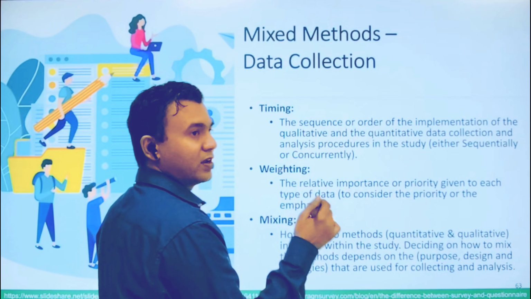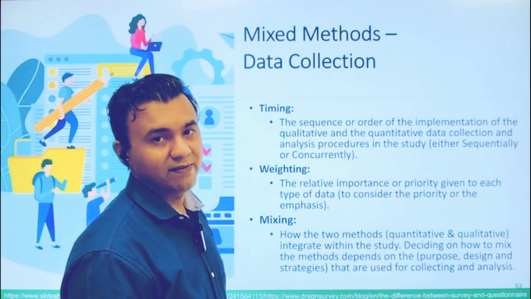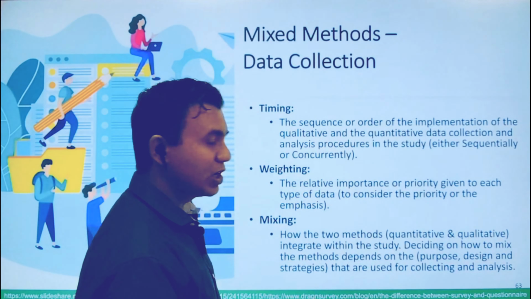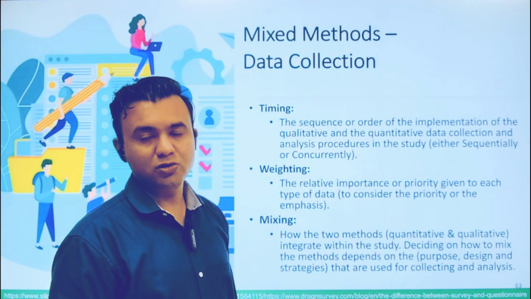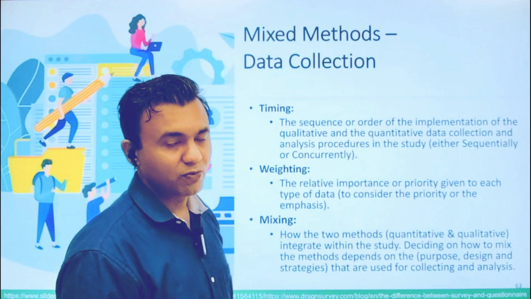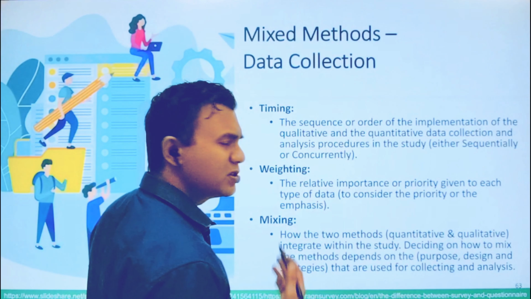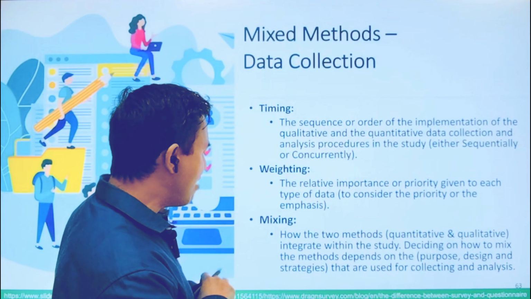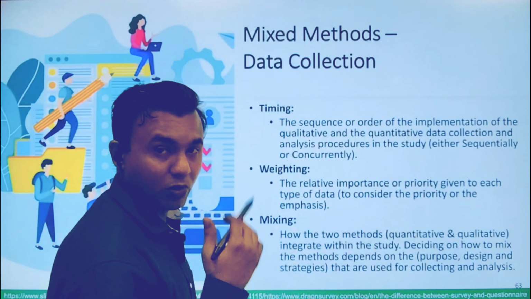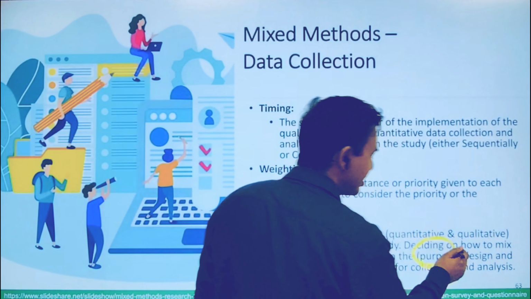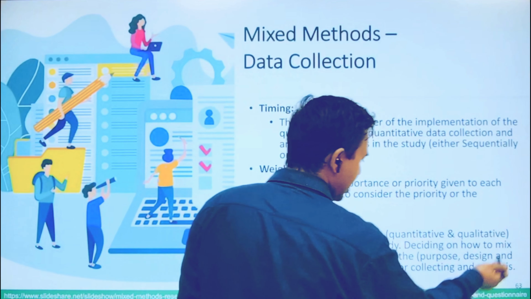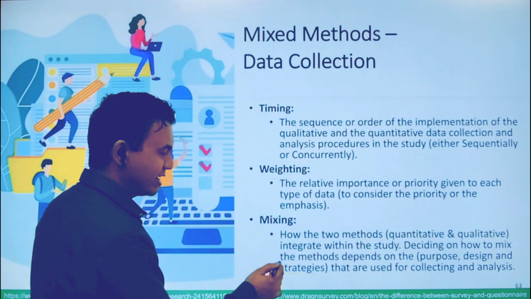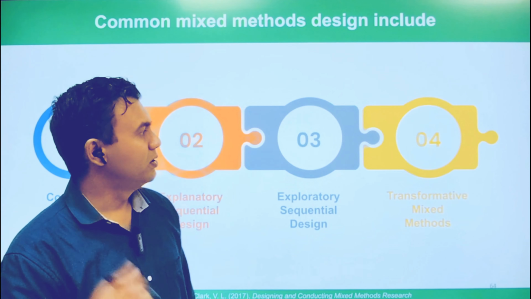Let's say, if you think quantitative is more relevant, you give more weightage to the quantitative data and lesser weightage to the qualitative data to understand the overview. Mixing both, qualitative and quantitative, they can be integrated within studies. Deciding how to mix the methods depends on your purpose, your research design, and the strategies, correct? So based on that, you can decide.